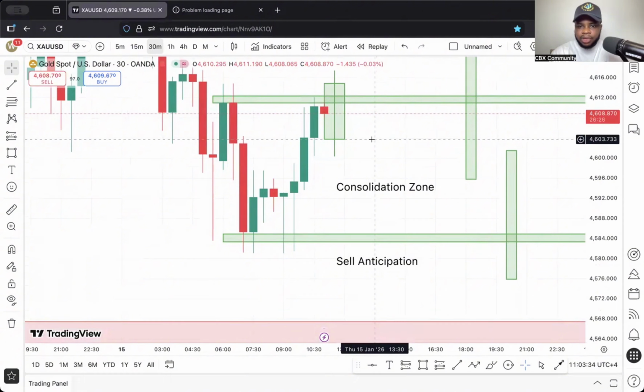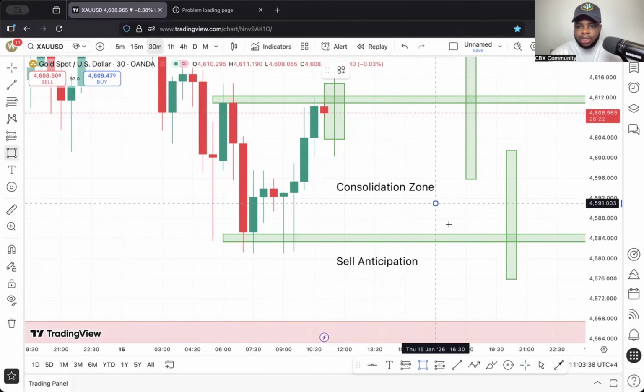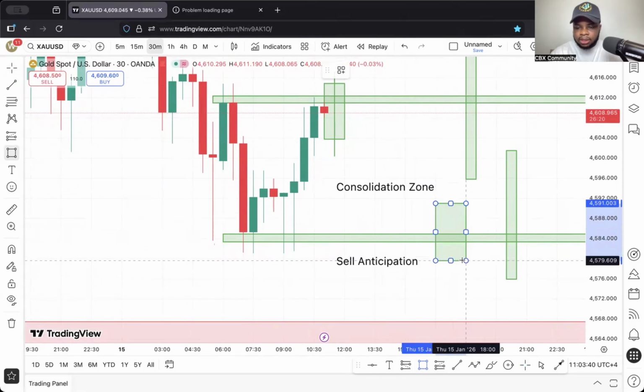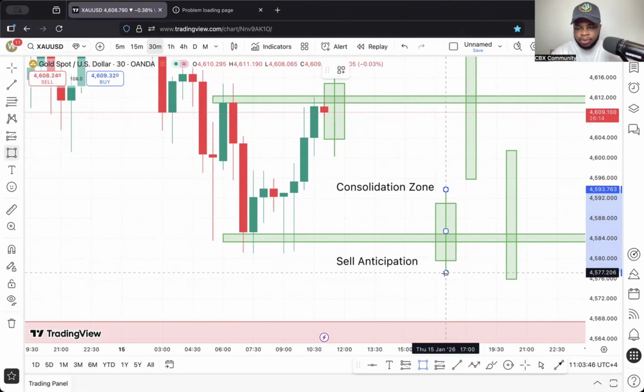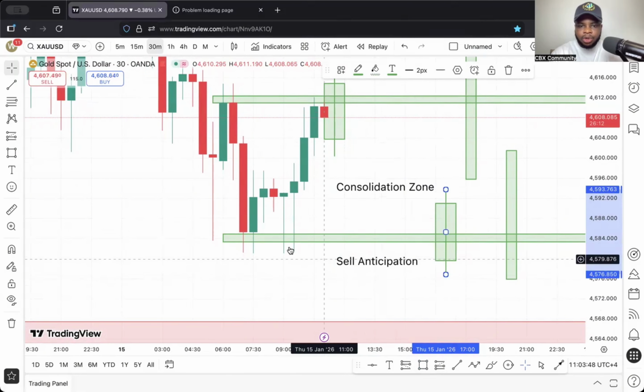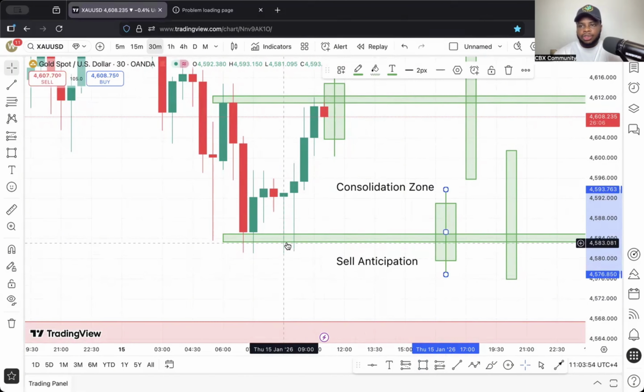So let me also give you guys an example using the support zone. If a bearish candle should close like this with a wick, it means the candle closed below our support zone. So I just want us to know when a candle closes below the support zone or above the support zone, and below the resistance and above the resistance.